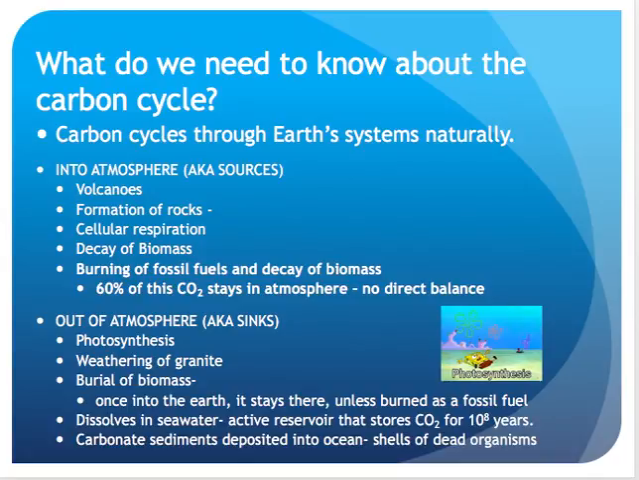And so what we do know is that carbon cycles through Earth systems naturally. So the sources, again, are volcanoes, formation of certain kinds of rocks, cellular respiration, decay of biomass. But then the one that really doesn't have a balance is the burning of fossil fuels and that decay of biomass. 60% of that carbon dioxide stays in the atmosphere because there is no direct balance. So because there's nothing that works at the same time scale or the same mechanism, that burning of fossil fuels is not offset.